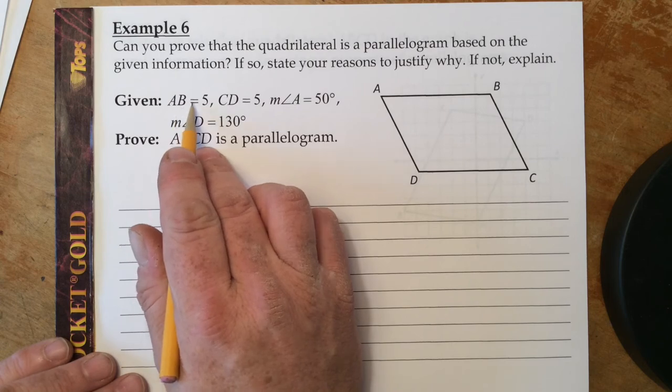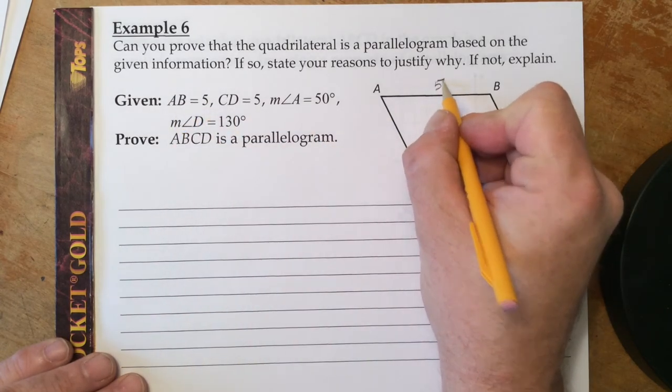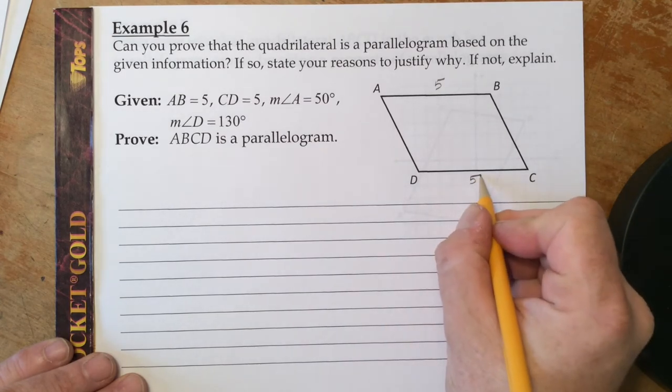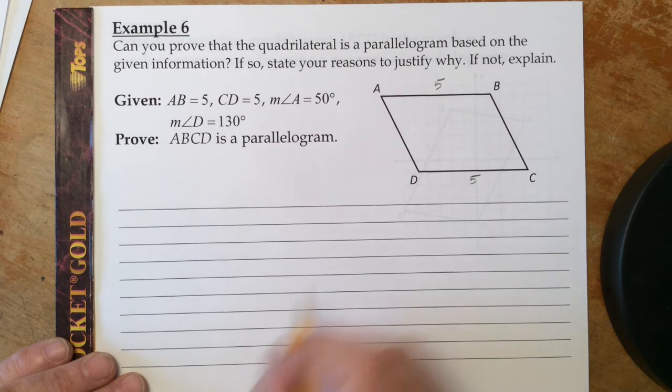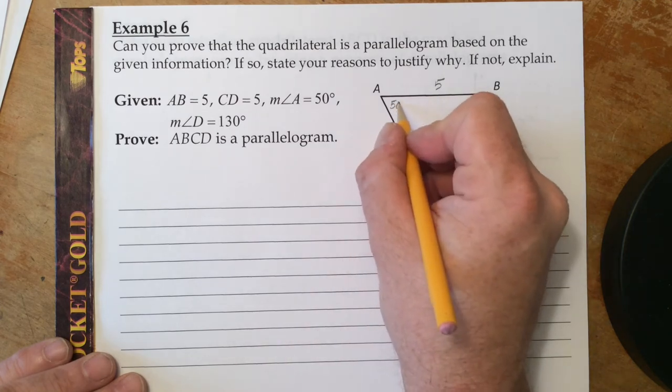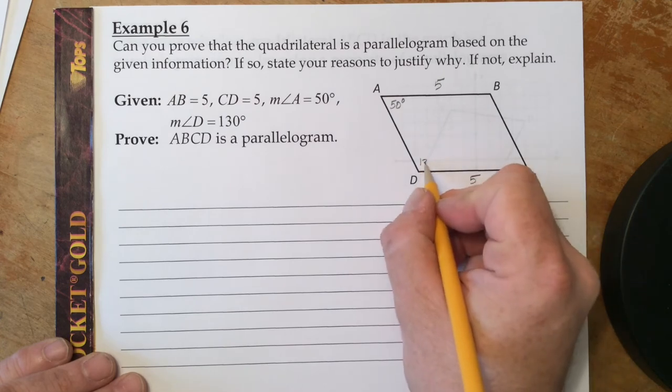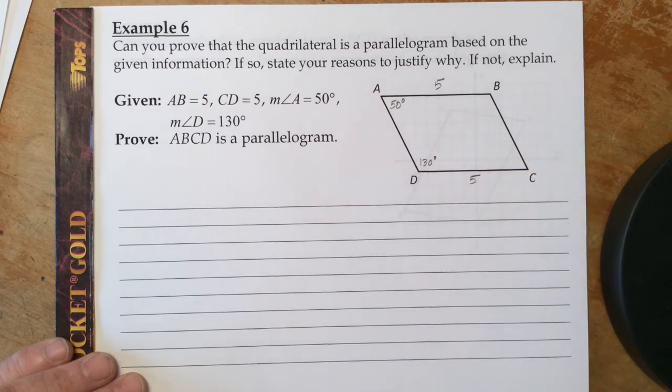The length of AB is 5. The length of CD is 5. The measure of angle A is 50 degrees. And the measure of angle D is 130 degrees. We want to prove that quadrilateral ABCD is a parallelogram.